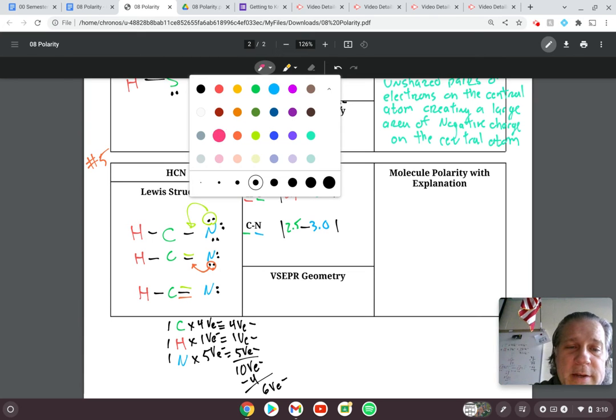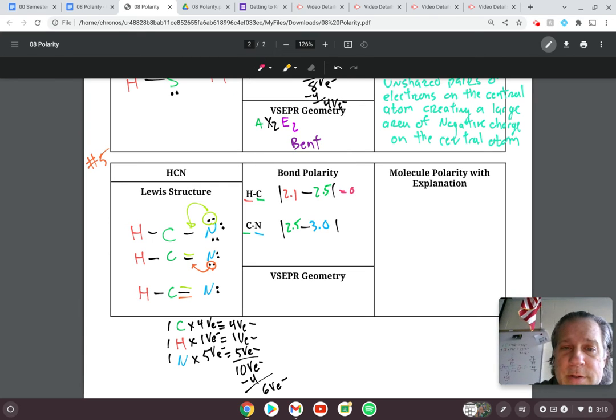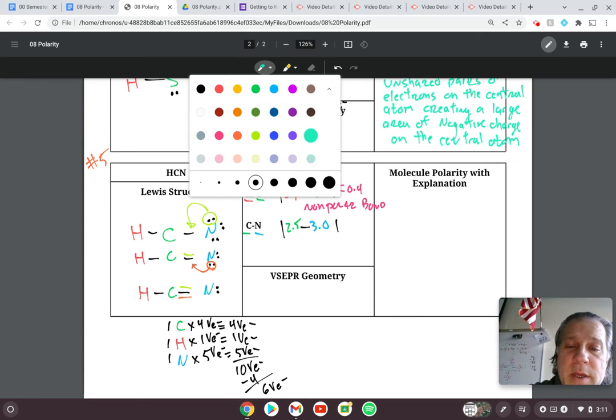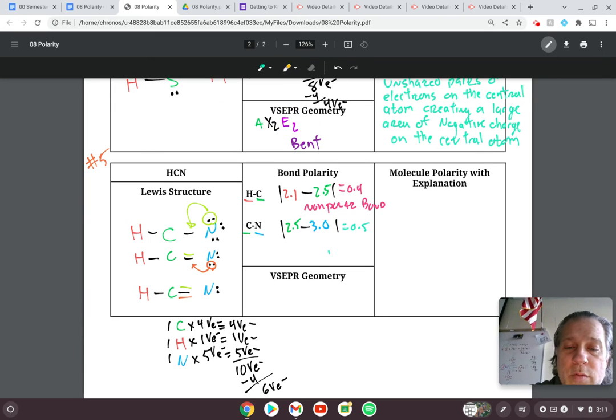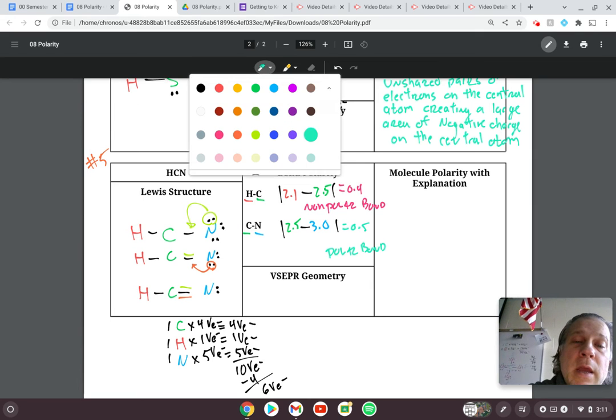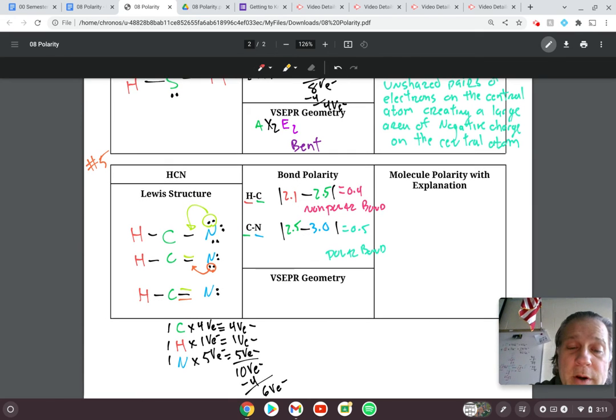So now I'm going to do some subtracting. And I'm going to see that the first one is 0.4, which is a non-polar bond. And the next one is going to be 0.5, which is a polar bond. Now, in a non-polar bond, there's no dipole arrows to draw. But in a polar bond, there are dipole arrows to draw, and we draw them in the direction of the more electronegative element. So I'm going to draw that down here like that.